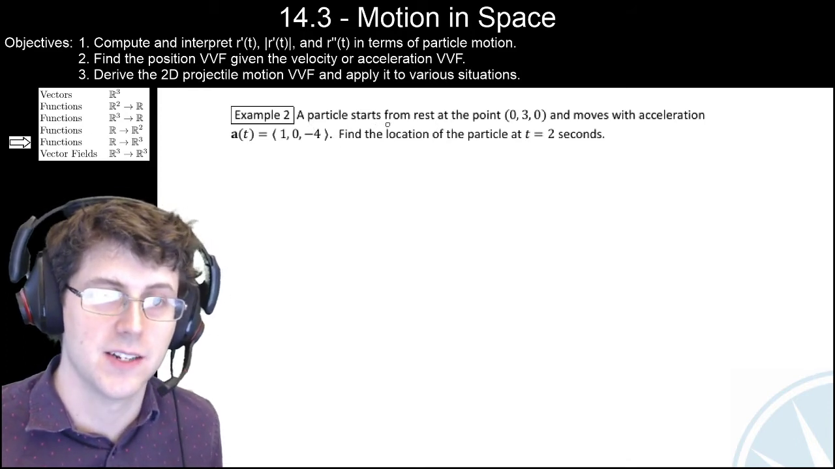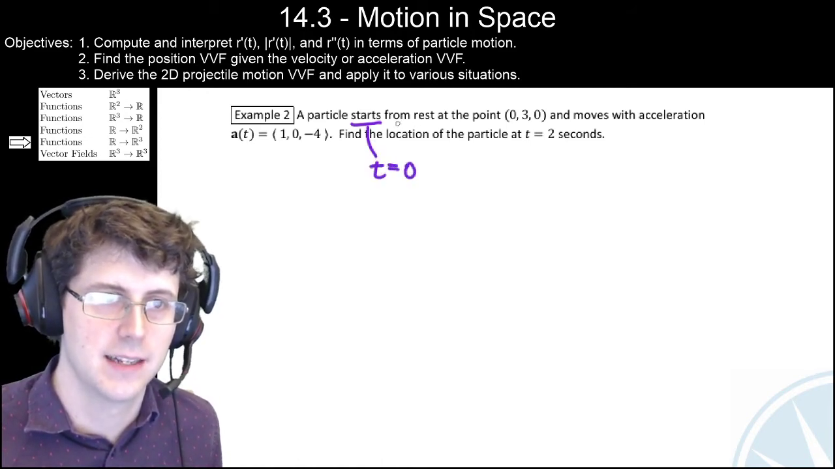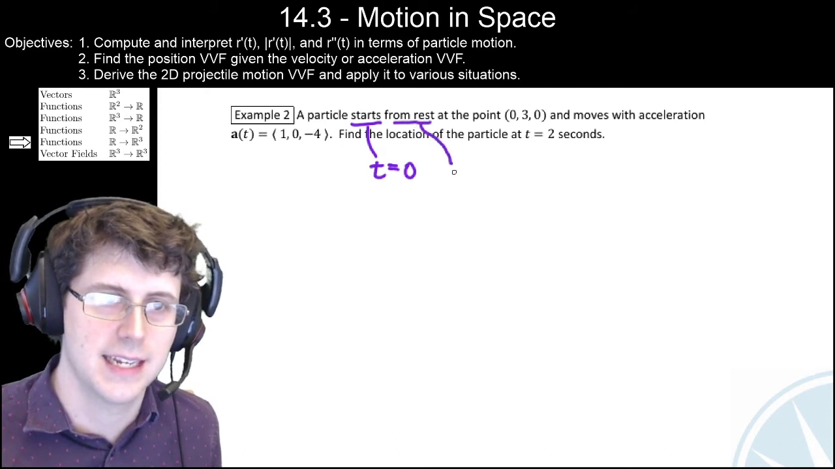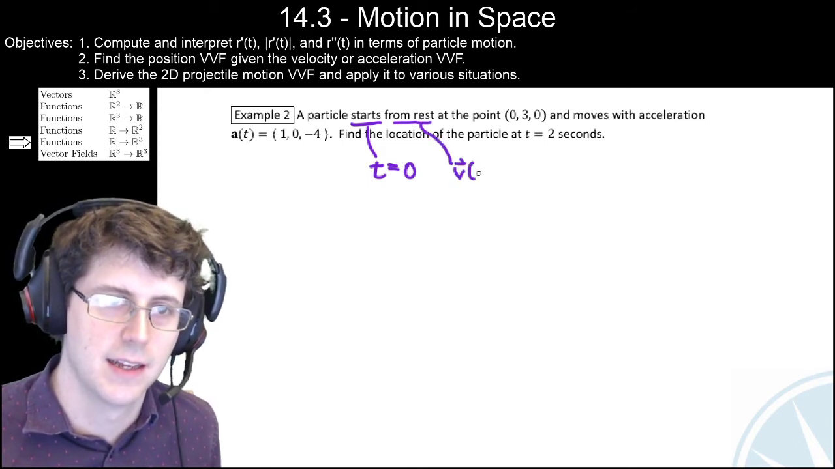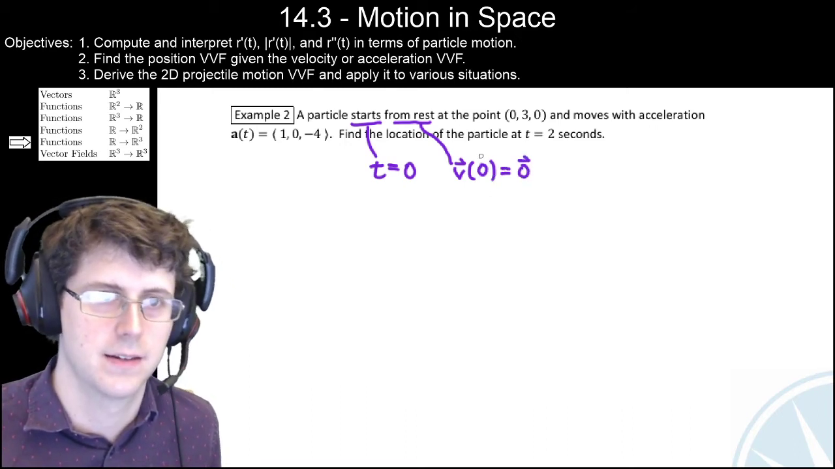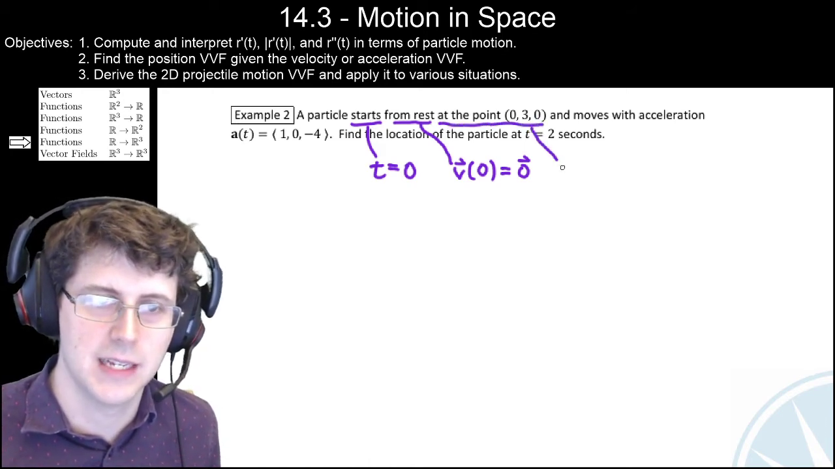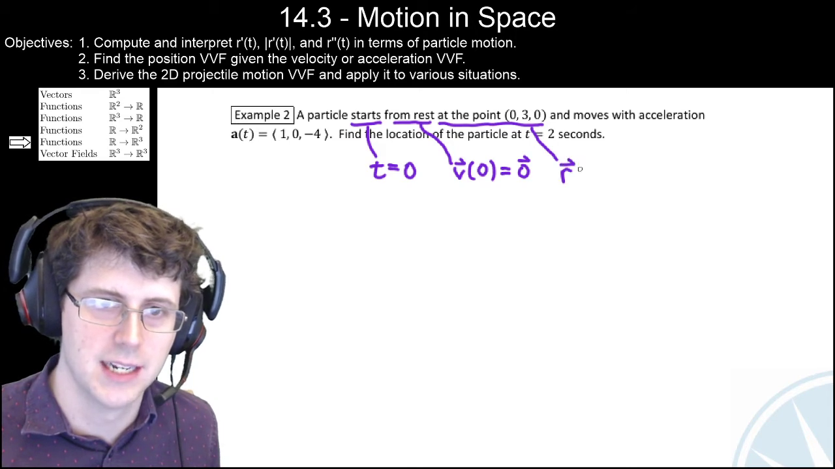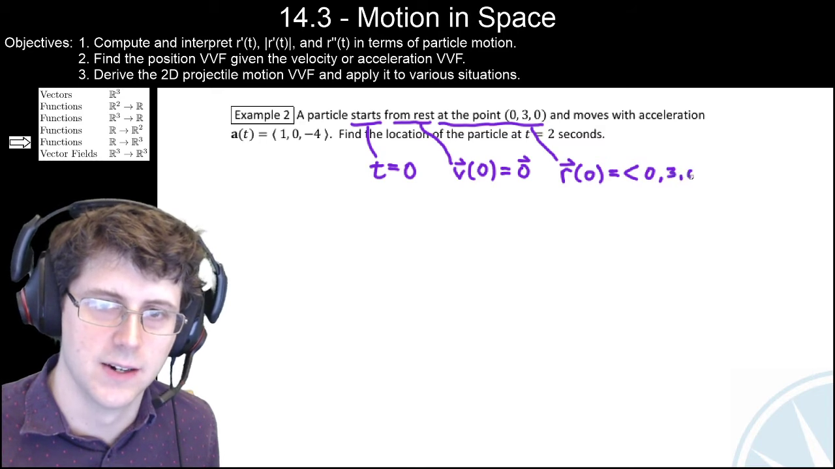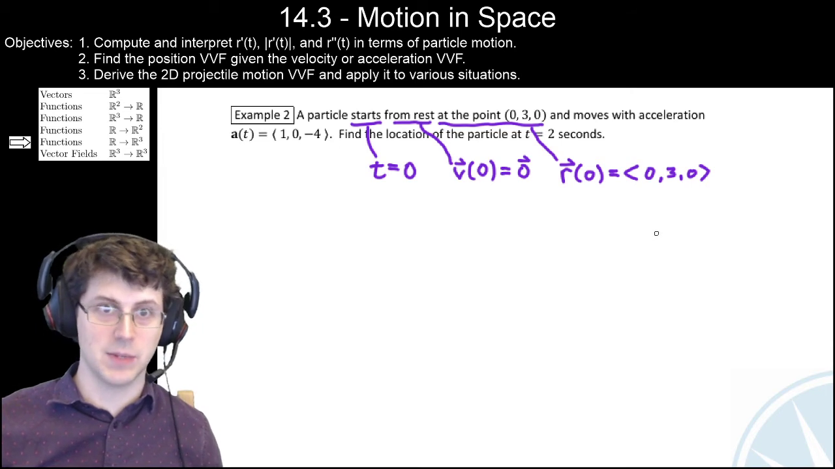This one says a particle starts from rest. Okay, so starts, I'm thinking of at t equals 0. From rest, that tells me that the velocity vector at the time 0 is the 0 vector. Now we start at the point 0, 3, 0. So that tells me that the position at time 0 is 0, 3, 0. Notice that each little piece of that introductory sentence gave me some information.